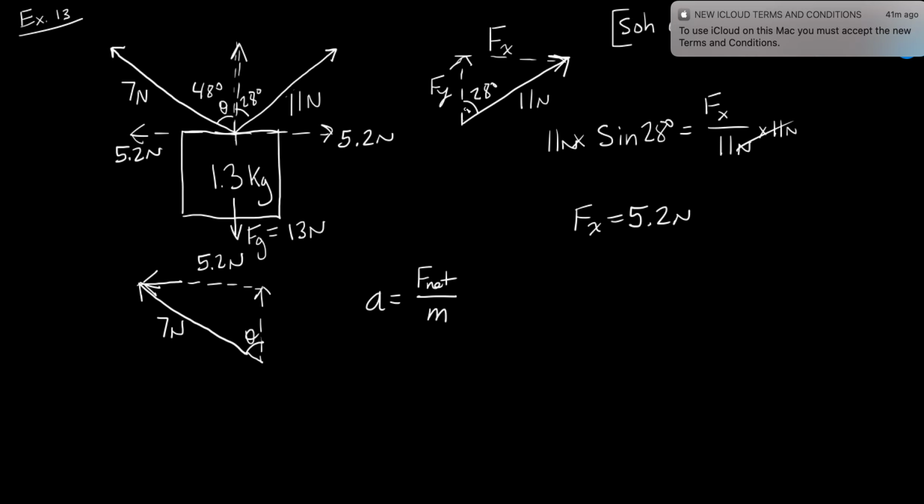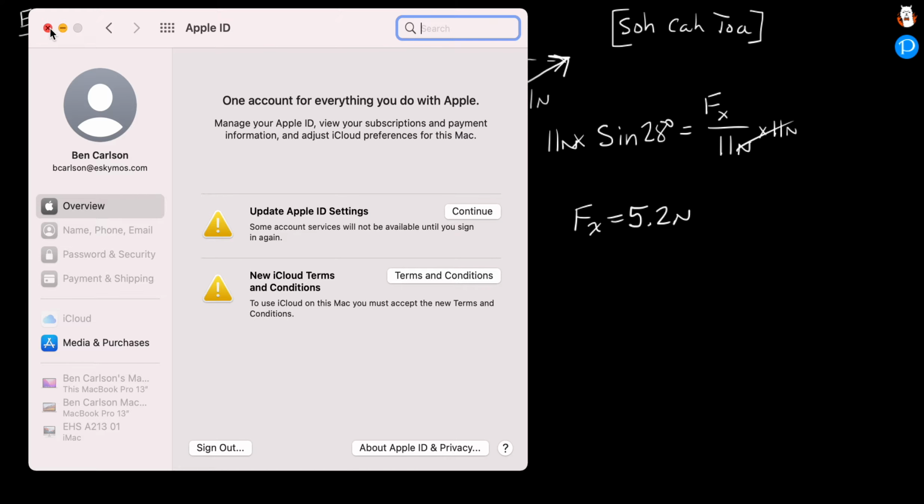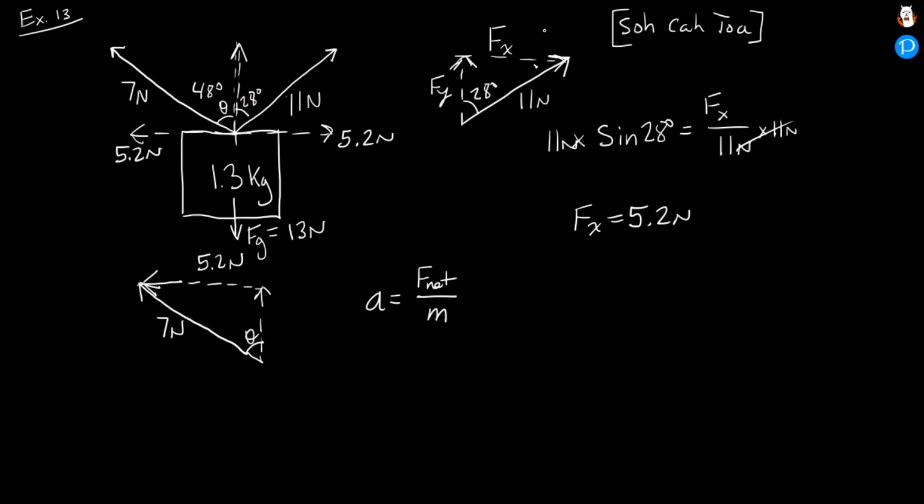I have to figure out how much of that 11 newtons is pulling straight up on the box. I already figured out this component using the sine function. Now what I need to do is use cosine, because cosine is adjacent over the hypotenuse. So cosine of 28 degrees is equal to the adjacent side, Fy, over 11 newtons.